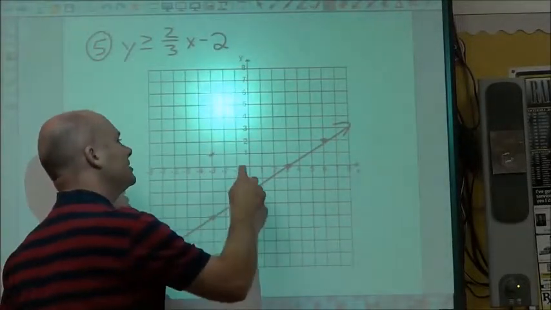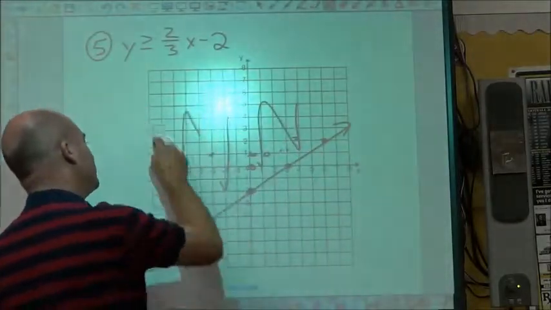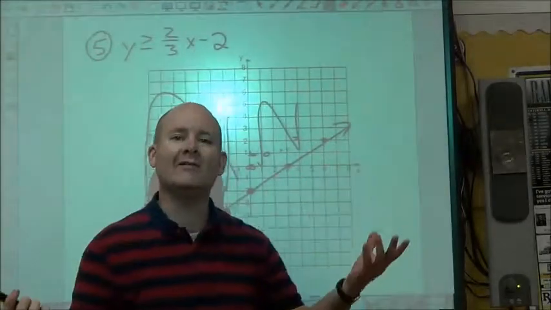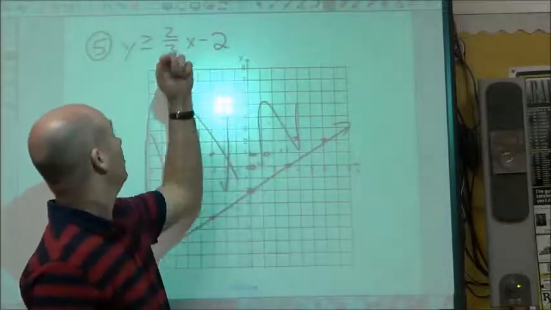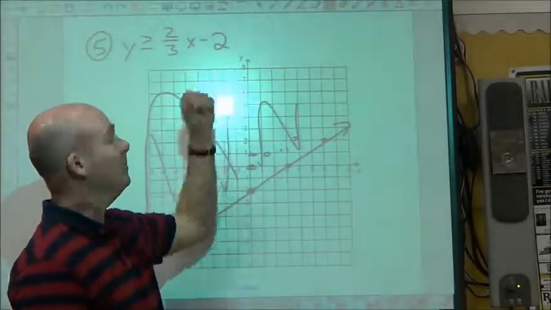So everybody here is a solution. In other words, you darken everybody on top. And there we have the inequality y is greater than or equal to 2/3 x minus 2.